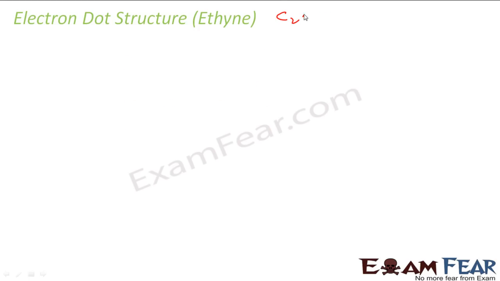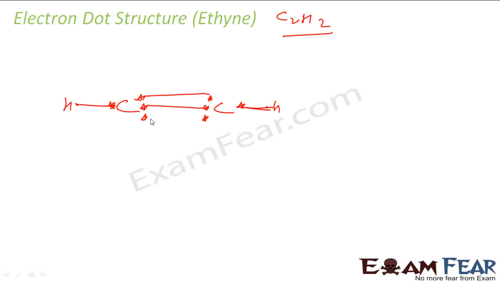The next is ethyne, C2H2. So I have 2 carbon, 2 hydrogens. This one has 1, this one has 1. Carbon has 4. This carbon also has 4. So first thing is we should join these. Now you see there are 3 electrons here, 3 here. So let's join these. So if you see there's a triple bond formed here.